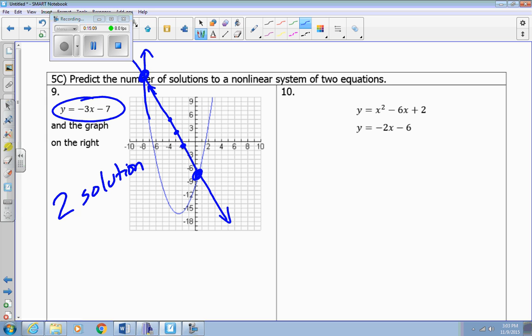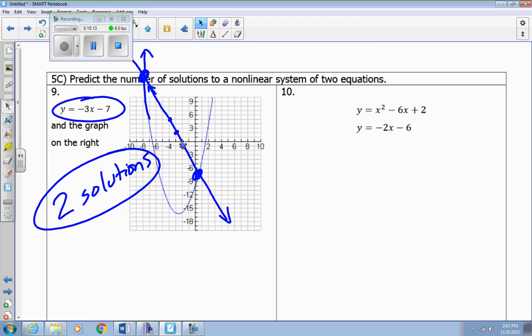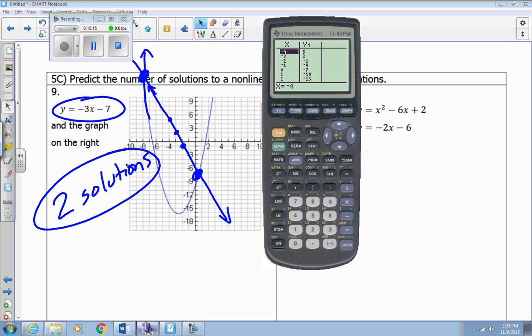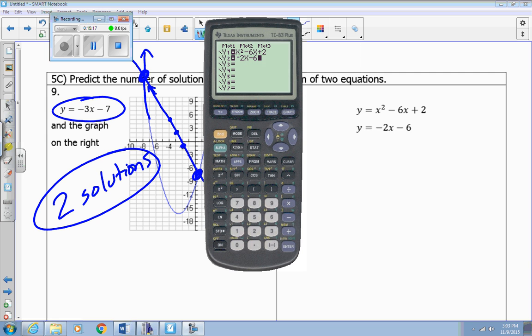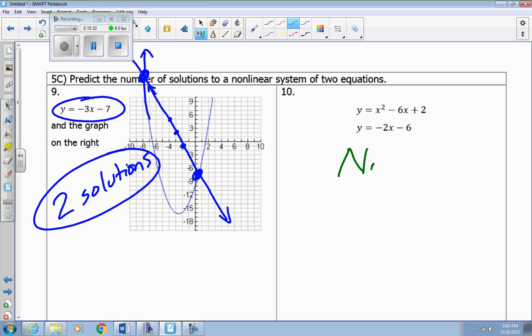And for this number 10, just put this into the calculator. So I placed both equations into y equals. Hit graph. How many times do these intersect? None. Never. Never will, so that would be no solution. Moving on.